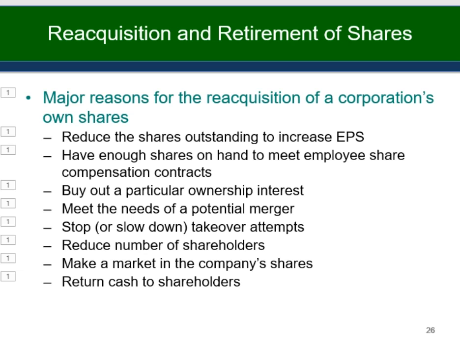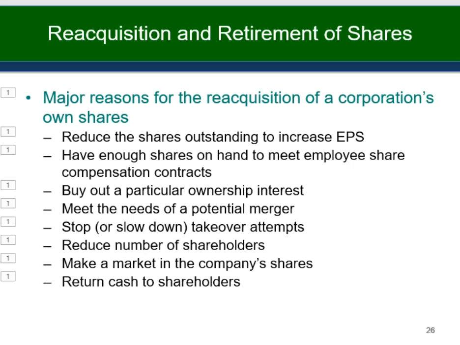They may want to have enough shares on hand to meet employee share compensation contracts without issuing new shares to do that. So if they have employee stock options outstanding, they may want to establish treasury shares to make those payments. That avoids diluting the interest of the existing shareholders.